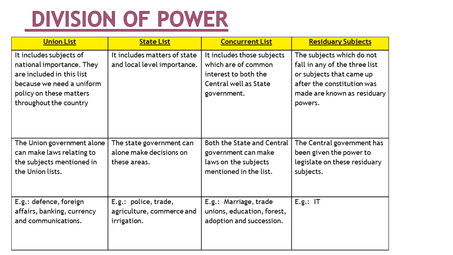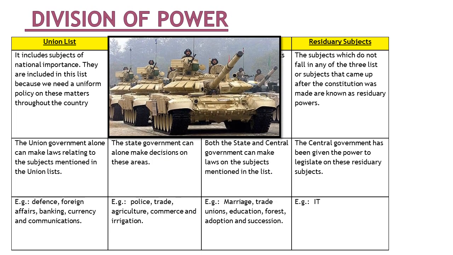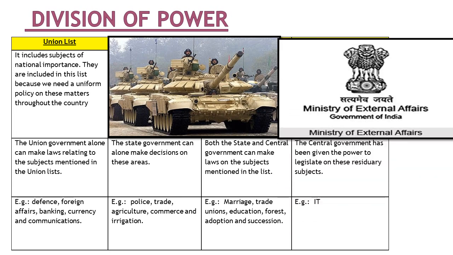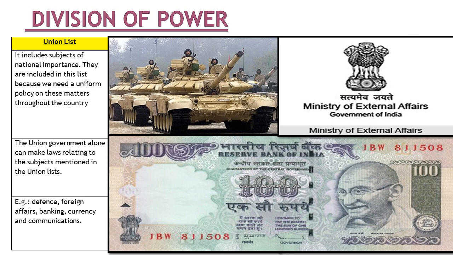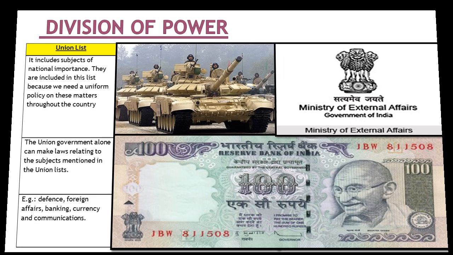On whatever matter the decision has to be taken by the central government, that subject is mentioned in the union list. For example, if it is about the defense of the country, only the central government will make laws and policies. So defense is a subject in the union list. Foreign affairs, banking, communications, currency, etc. All such subjects are mentioned in the union list.